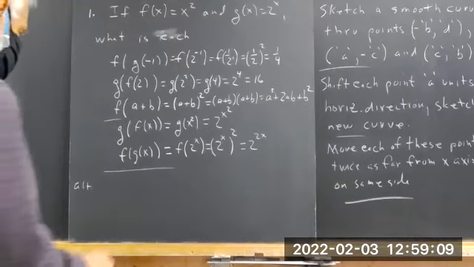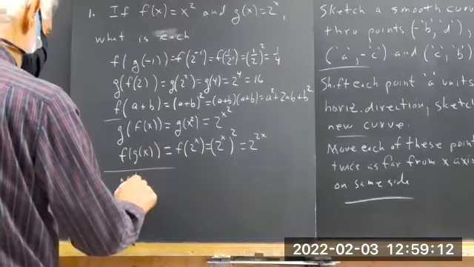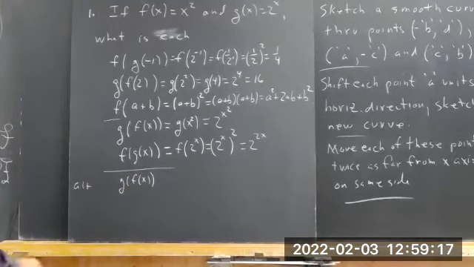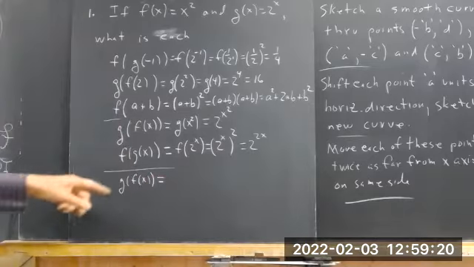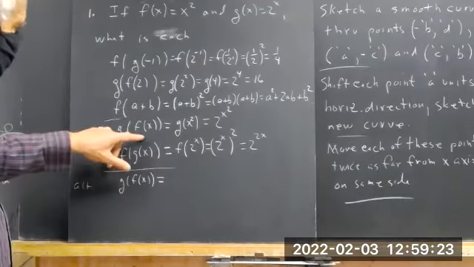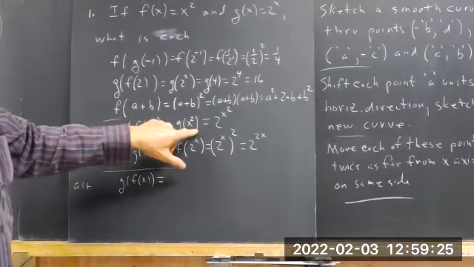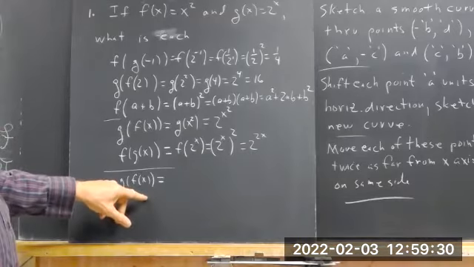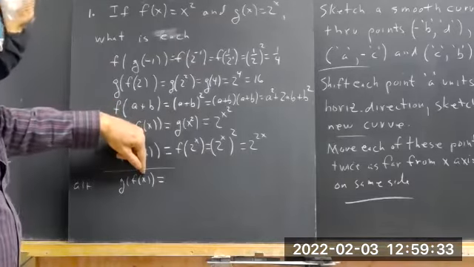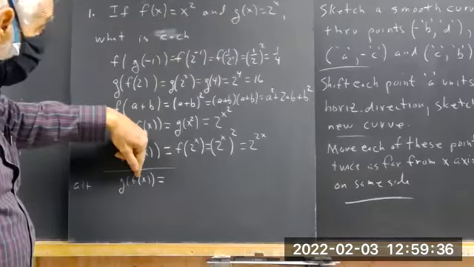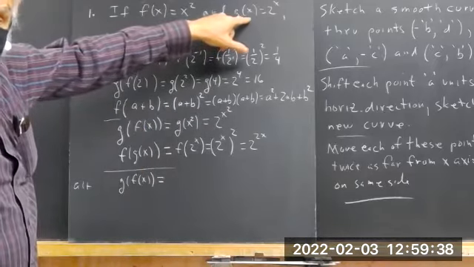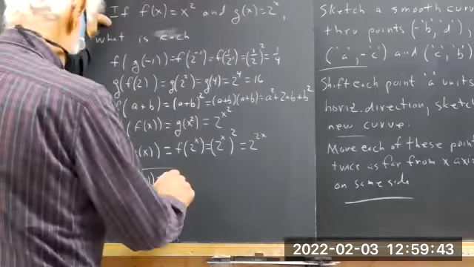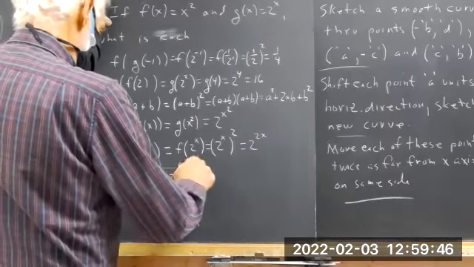Now, another alternative way of writing these out is g of f of x equals... Well, you can do this by looking at the f function and replacing x with what the f function is. But you can also do it by looking at the g function, where f of x replaces the x up here. Okay? And if f of x replaces this x, you get 2 to the f of x.